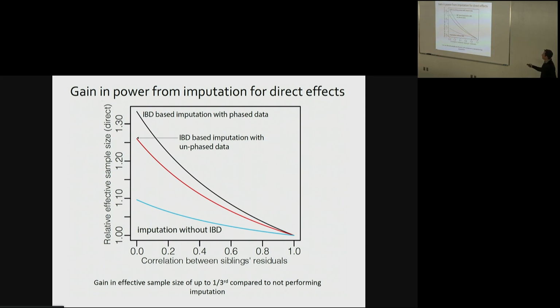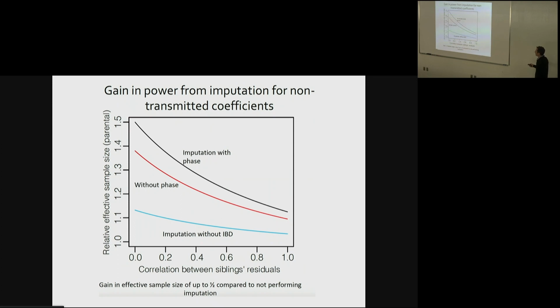Okay. So there are also gains in power for the parental coefficients, and these gains could be up to 50% in terms of sample size.